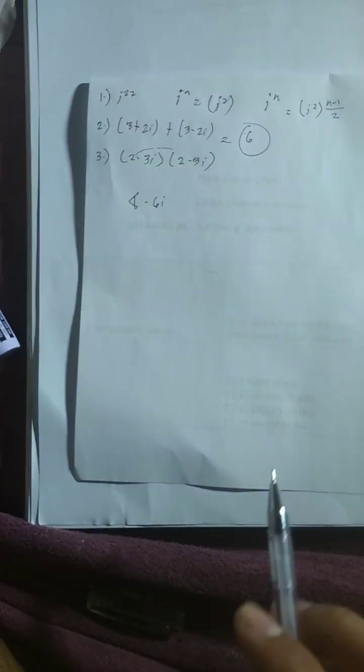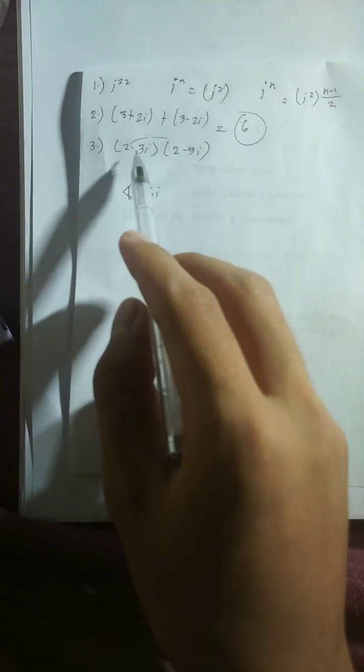And number 3 is a multiplication. So in this case, we're going to use the FOIL method. So 2 times 2 is 4, 2 times negative 3i is equal to negative 6i, and then 3i times 2 is equal to 6i, and negative 3i times negative 3i is equal to positive 9i squared.